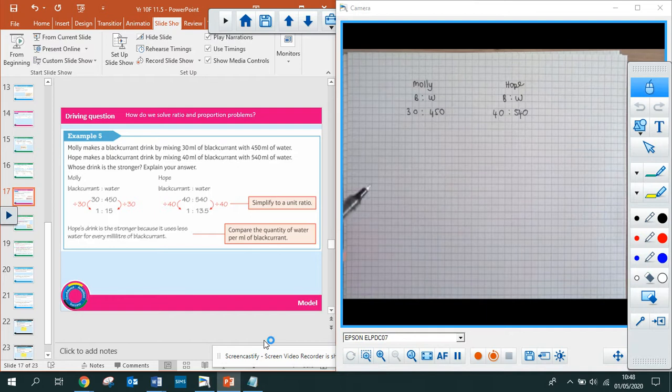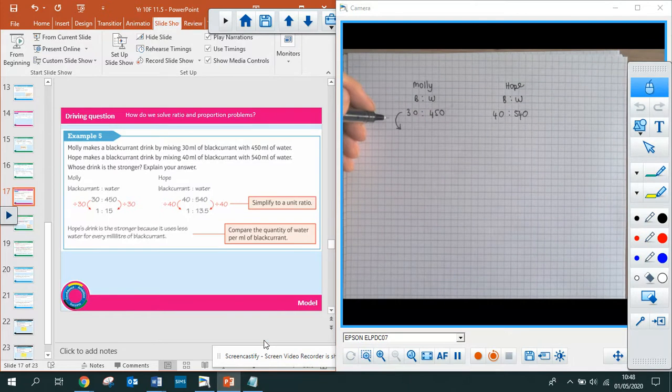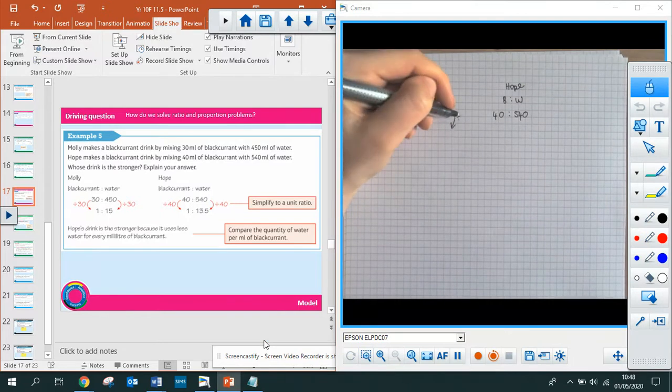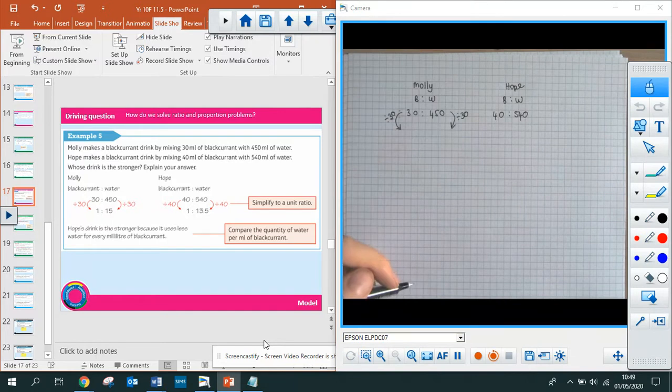Okay? So I'm going to make my blackcurrant the thing that is constant, and then whoever puts the most water is going to be the one that has a weaker juice. Okay? So if we get our blackcurrant to 1, I need to divide by 30 here, and therefore I need to divide 450 by 30. Okay, 30 divided by 30 is 1. There's my unit ratio.